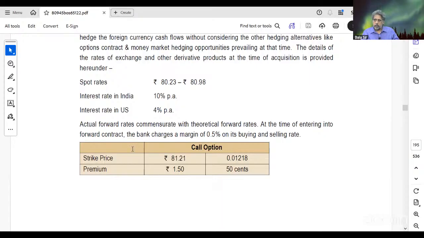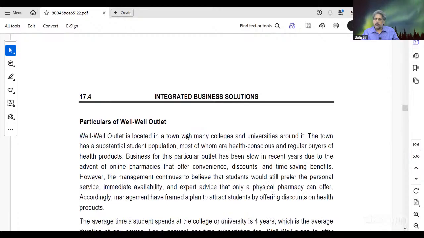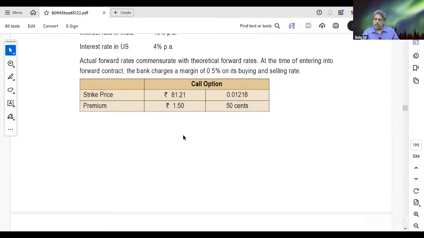Then read further. Option. Strike price rupees 81.21. Rupees and what? In dollars, right? There's one more column for dollars. Rupees 81 point how much? 21. Then 0.0121, that is given, the strike price in dollar terms. Next. Premium rupees 1.5. Premium 1 rupee 50 paise. 50 cents. Okay, next. No, that's okay. Call option is given. That's it, right? Yes, sir.